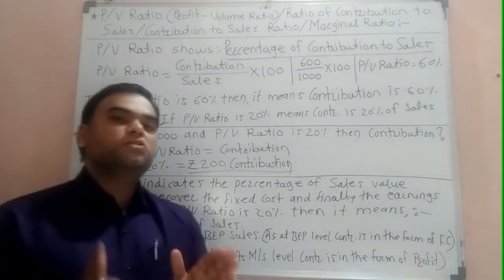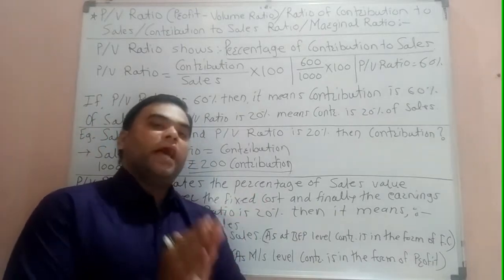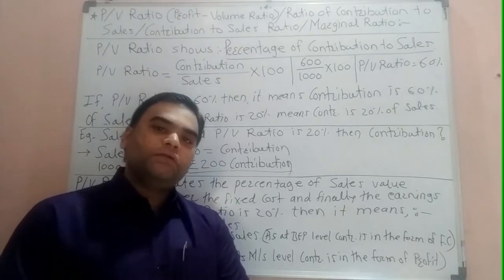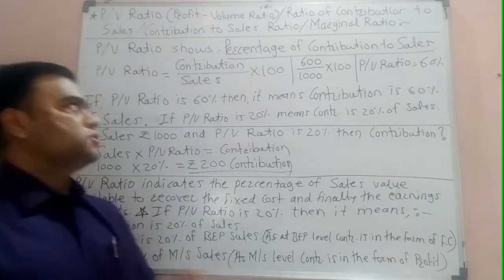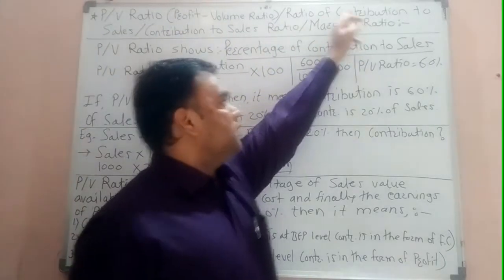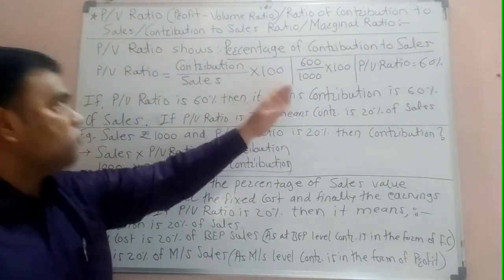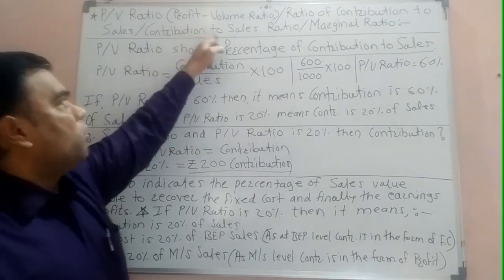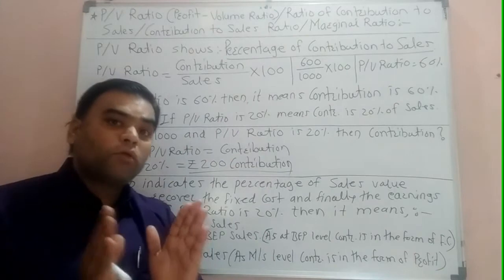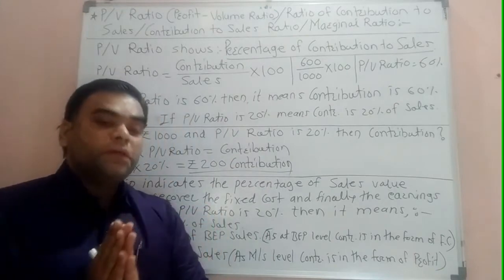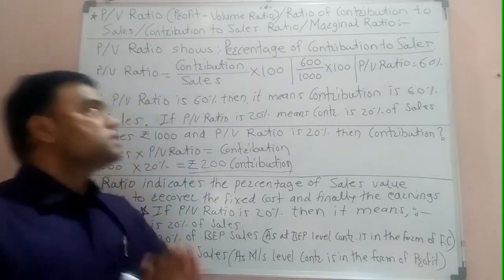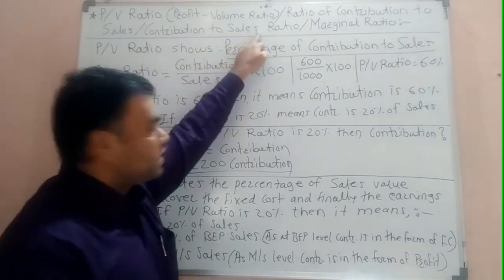But actually this is not a profit to sales ratio. Actually this is a contribution to sales ratio, but it is popularly known as profit to sales ratio, though it is not actually profit to sales ratio. This is a ratio of contribution to sales, or in other words we can say this is the contribution to sales ratio. PV ratio is not profit to sales ratio. This is contribution to sales ratio.